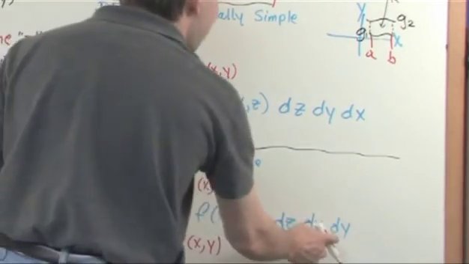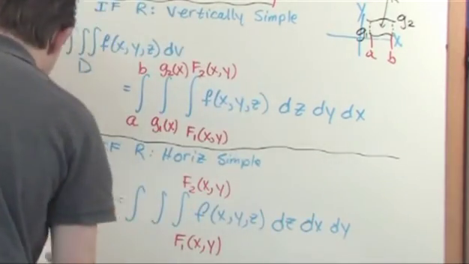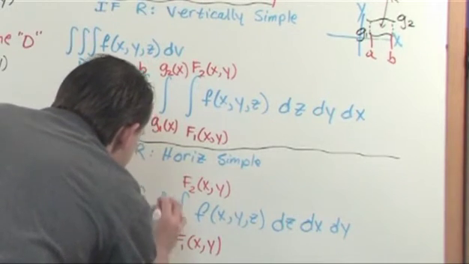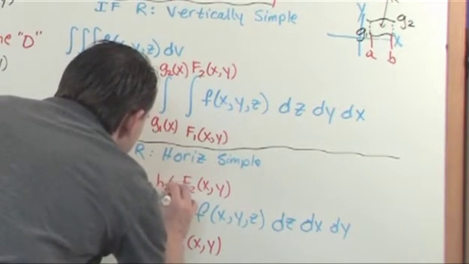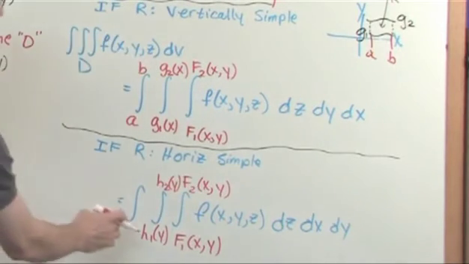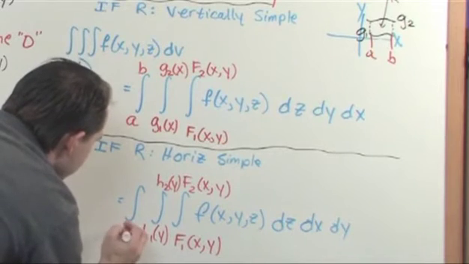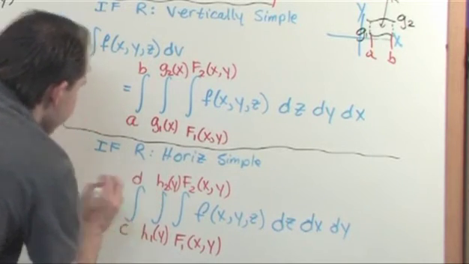Then when you integrate along x, this is the only real difference. You're going to be integrating from h1 of y to h2 of y. And then the outer integral is going to be from the number c to the number d.